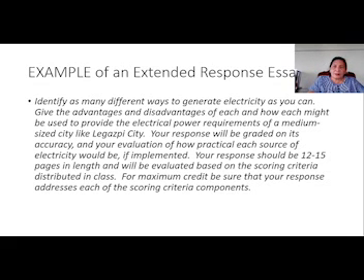Here are now the limits you're setting. Your response should be 12 to 15 pages in length and will be evaluated based on the scoring criteria distributed in class. So in other words, there must always be a set of criteria to use when you are evaluating a thesis.